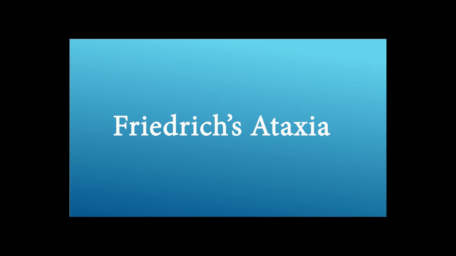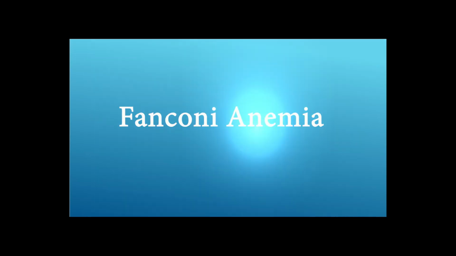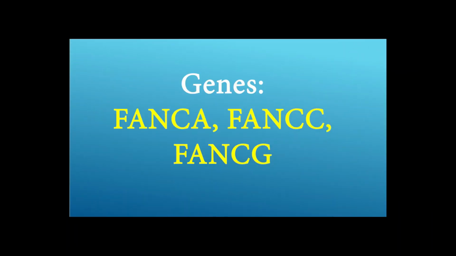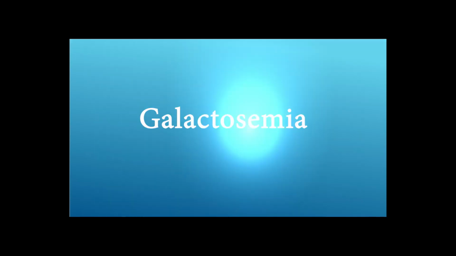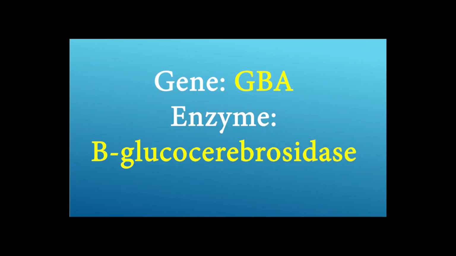Friedreich's ataxia, gene FXN, coded for protein frataxin. Fanconi anemia, genes FANCA, FANCC, and FANCG. Galactosemia, genes GALT, GALK, and GALE. Gaucher disease, gene GBA, coded for the enzyme beta-glucocerebrosidase.